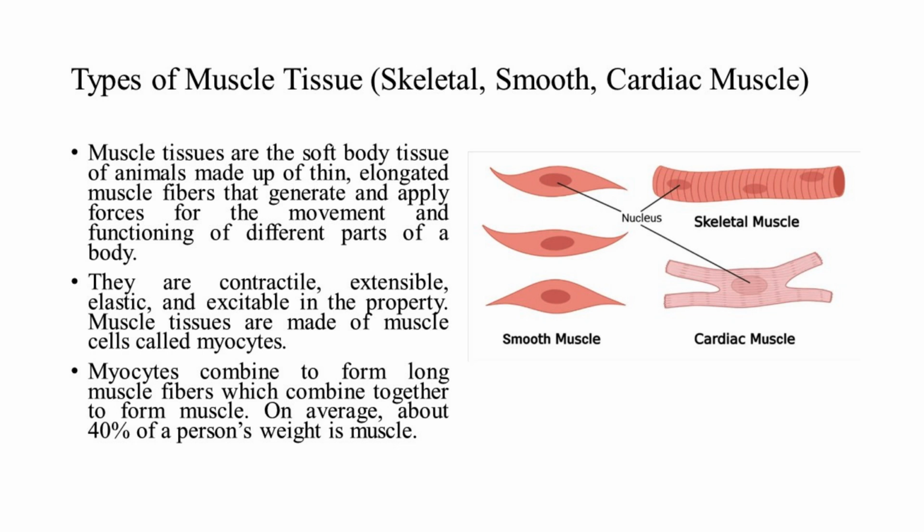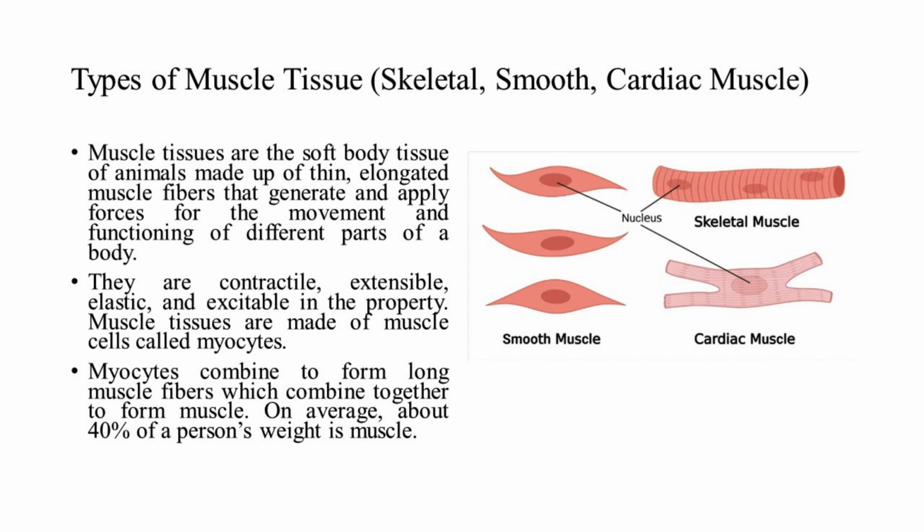Types of muscle tissue: skeletal, smooth, cardiac muscle. Muscle tissues are the soft body tissue of animals made up of thin, elongated muscle fibers that generate and apply forces for the movement and functioning of different parts of a body. They are contractile, extensible, elastic, and excitable in property.